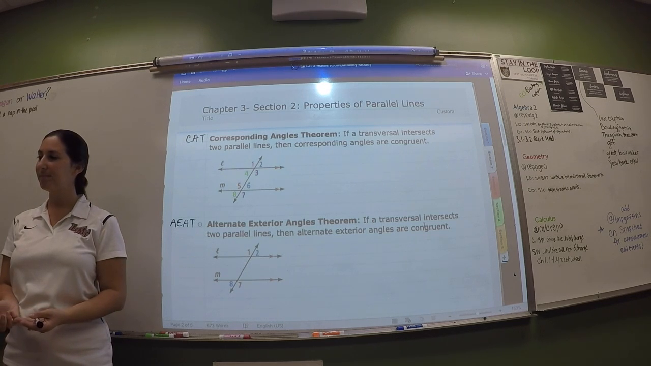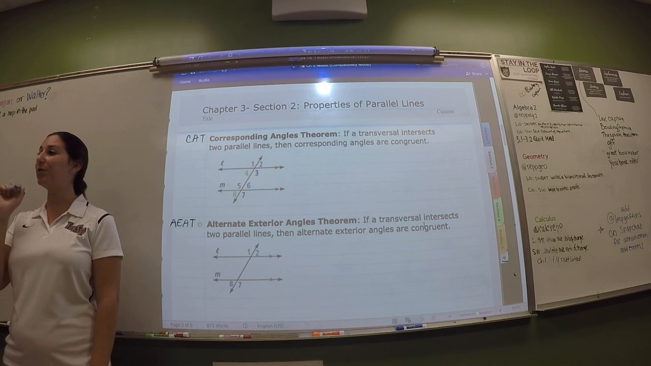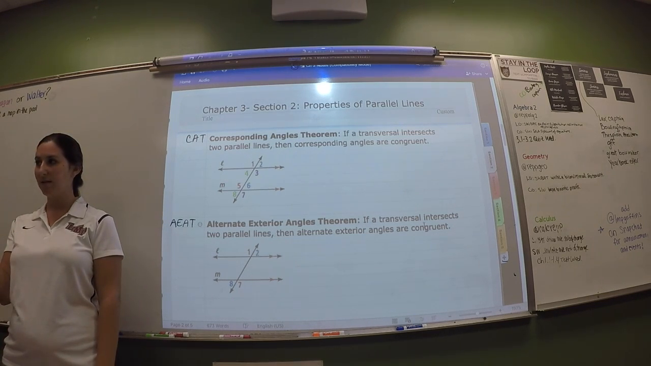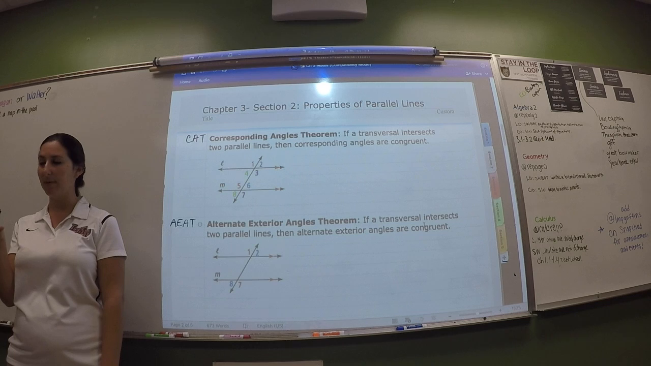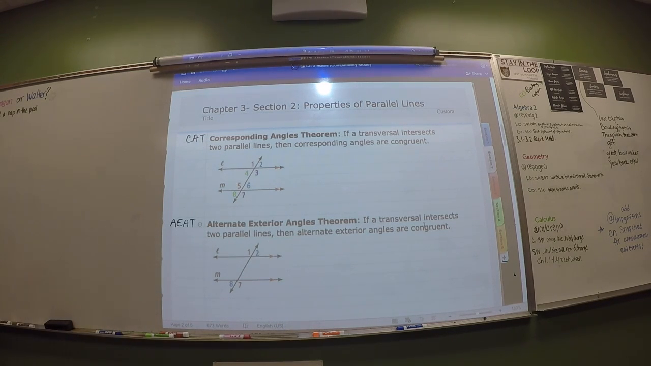Same side interior and linear pair are supplementary. All the alternate things and corresponding are equal. The alternate ones and the corresponding ones are going to be equal. The same side interior angles will be supplementary. And then you should know that linear pair stuff is also supplementary.